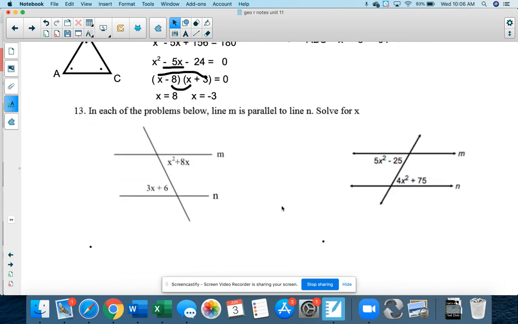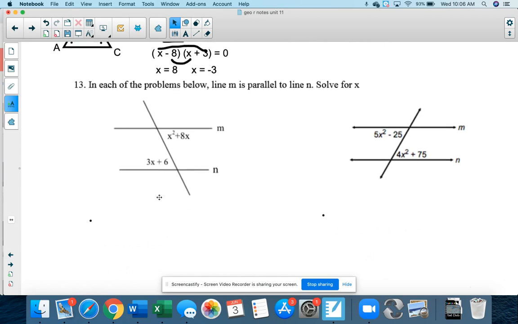All right, so 13, we have to remember our rules for parallel lines. If I have two lines that are parallel, these angles right here are alternate interior angles. Alternate interior angles are congruent to each other. So x squared plus 8x equals 3x plus 6. They're alternate interior angles. So the hard part, the geometry part, is just setting up these equations, and then from there on, it's what you learned in algebra. You will go on next year in algebra 2 to do these more in depth. Okay, so they become a little bit harder, more involved.